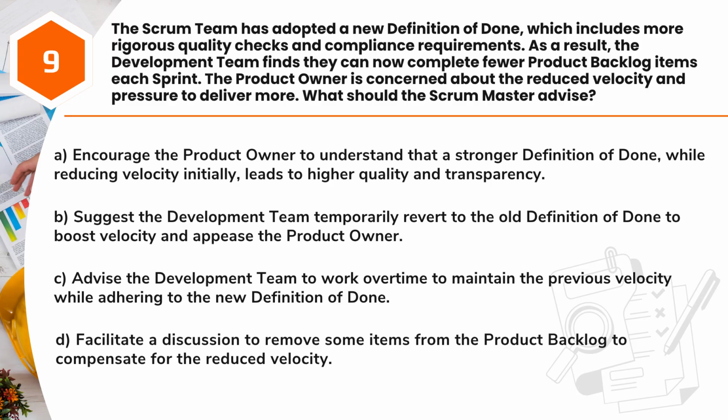A. Encourage the product owner to understand that a stronger definition of done, while reducing velocity initially, leads to higher quality and transparency. B. Suggest the development team temporarily revert to the old definition of done to boost velocity and appease the product owner. C. Advise the development team to work overtime to maintain the previous velocity while adhering to the new definition of done. D. Facilitate a discussion to remove some items from the product backlog to compensate for the reduced velocity.